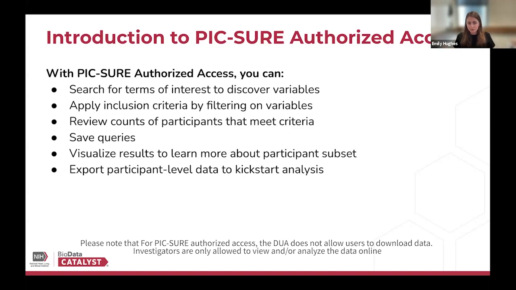Additionally, you can visualize your cohort a bit more to learn more about the participant subset. And you can export participant level data. So by exporting this data, it's in a statistically ready format, a Python or R data frame or CSV file. So this is a very simple format that's analysis ready and allows you to focus on your research rather than managing or manipulating raw data files.